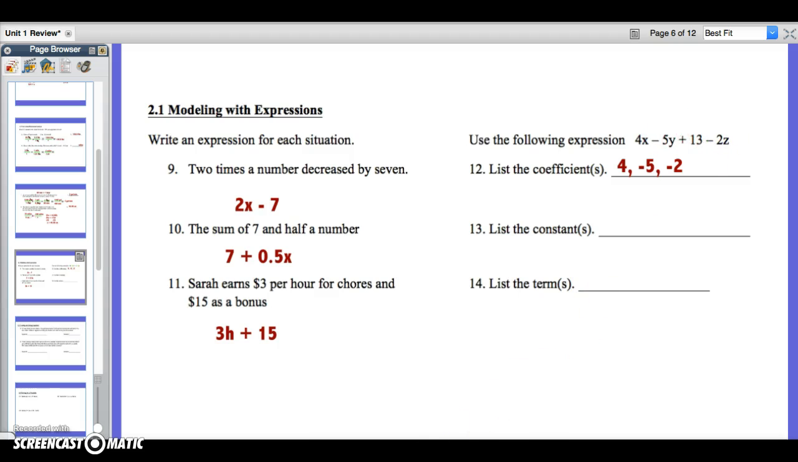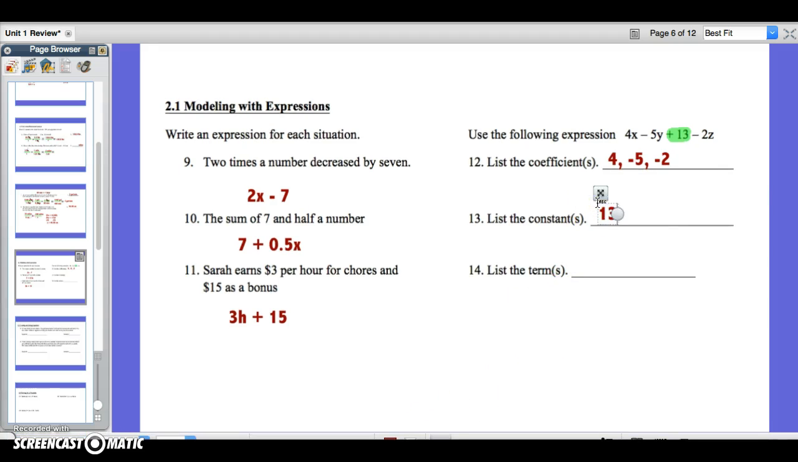In this next part, it says, list the constants. So the constant is anything that does not have a variable, and there's only one term in this whole problem that does not have a variable, and that is 13. So 13 is my only constant in this expression. Okay, last question says list the terms.